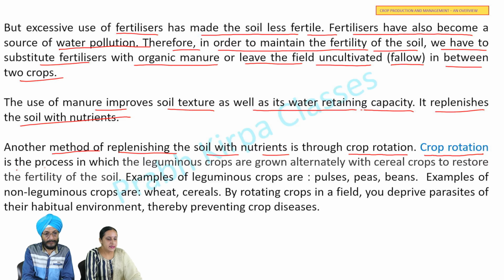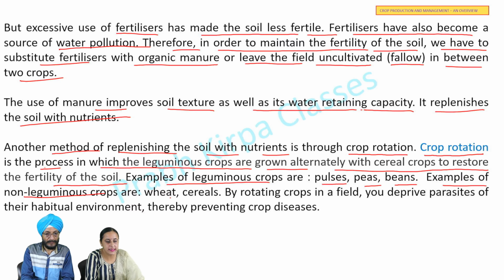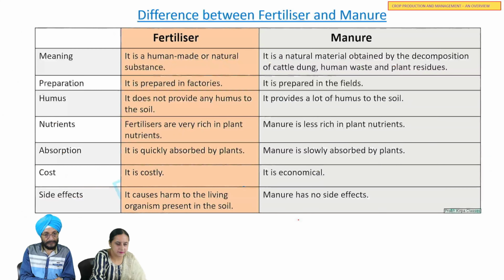Crop rotation is the process in which leguminous crops are grown alternately with cereal crops to restore the fertility of the soil. Examples of leguminous crops are pulses, peas, beans. Examples of non-leguminous crops are wheat, cereals. By rotating crops in a field, you deprive parasites of their habitual environment, thereby preventing crop diseases.